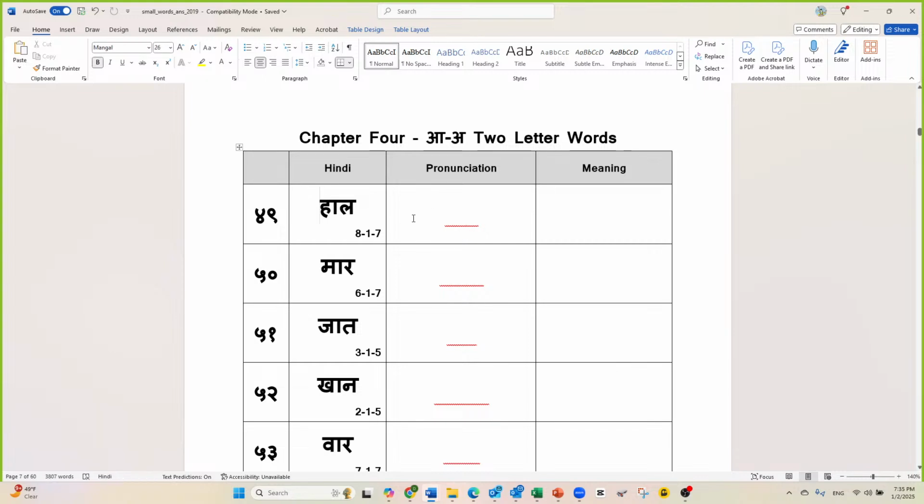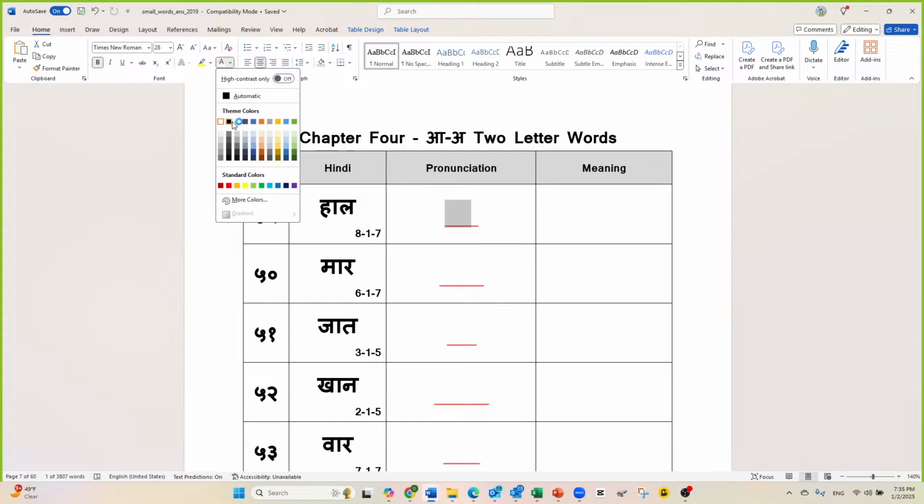Her. Now we have her and a. So we'll have her and then a matra after that. And then what is the next letters in the word?